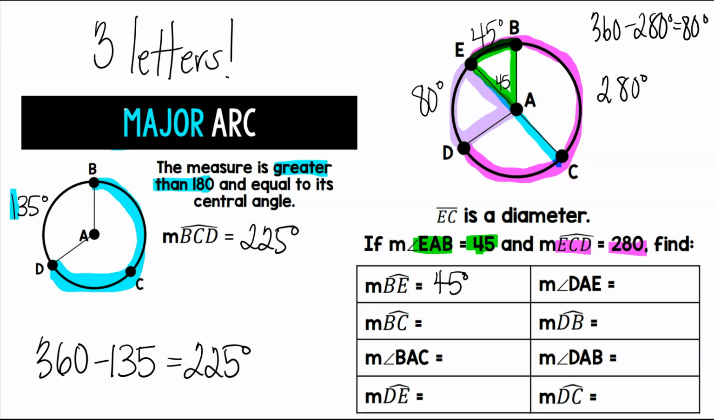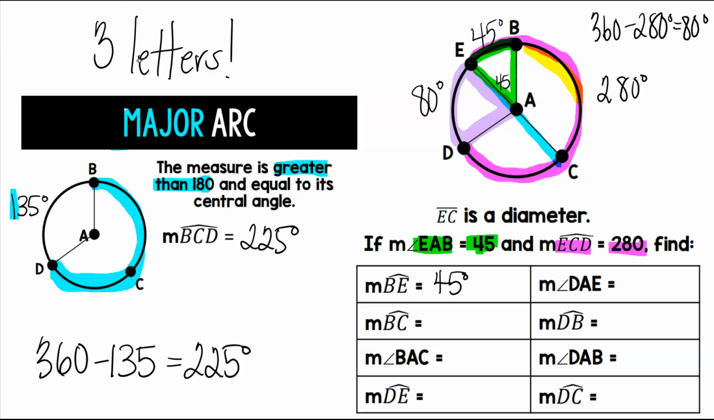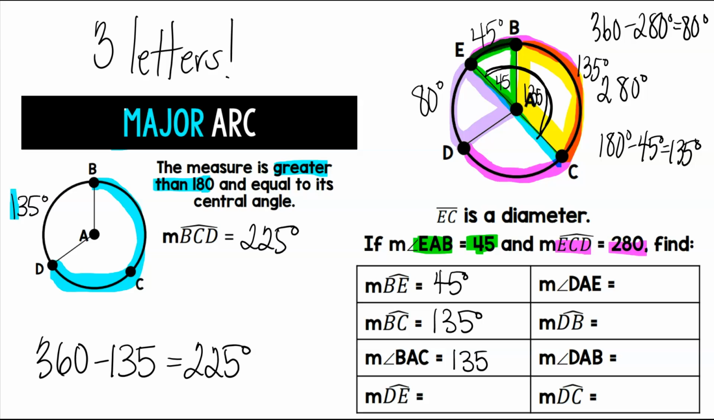Arc BC. Well, from B to C is just this portion of the circle. That's going to be the same as this central angle. Well, we know that this was a diameter, therefore this is a semicircle. A semicircle has 180 degrees in it. So 180 minus 45 leaves us with 135 degrees for this central angle here, which means this yellow arc is 135 degrees. BAC is the central angle we just used to find the measure of that arc, therefore it's also 135 degrees.